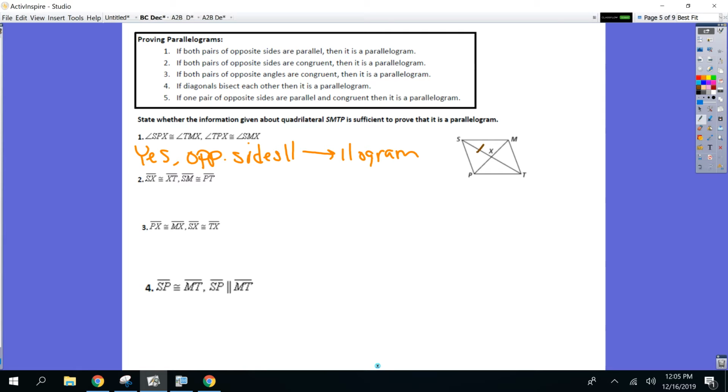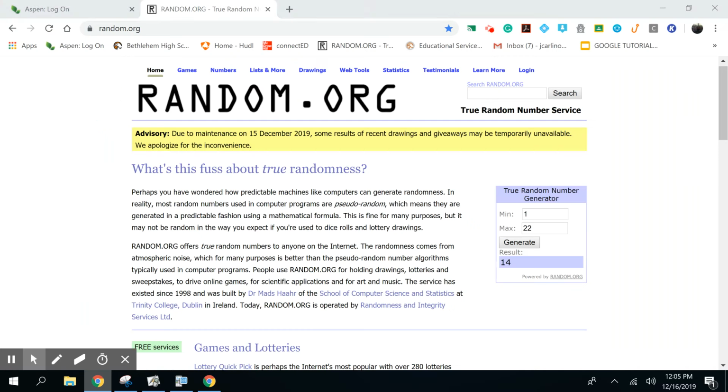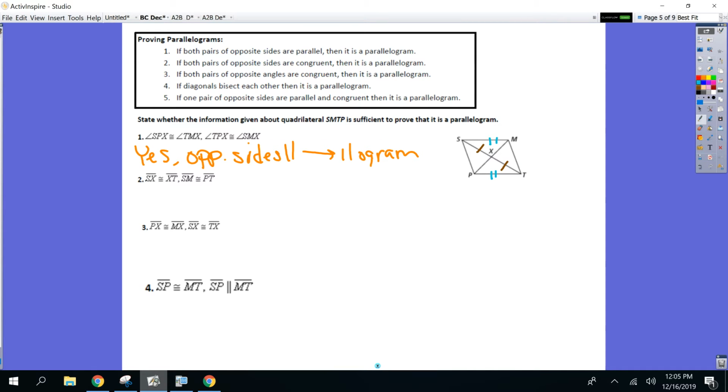SX is congruent to XT. Got it? And SM is congruent to PT. Is that enough to say it's a parallelogram? I don't know. Is it one of those diagrams we were throwing up at the beginning of class? Is that good enough? Those markings alone, is that good enough? No, you need more. So as of right now, that's a no. You need more. Everyone good? That's not diagonals bisect each other, and that's not opposite sides congruent. It's nothing.